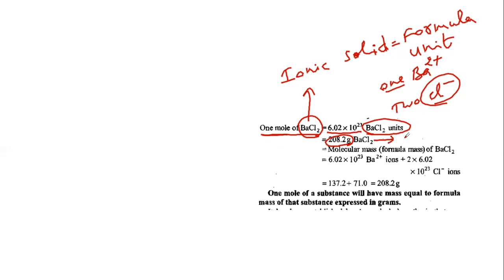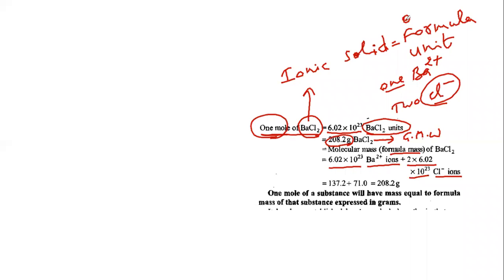What is here? GMW means gram molecular weight. So gram molecular weight of barium chloride, right? Now, molecular mass or formula mass, anyone we can say. Formula mass of barium chloride is equal to 6.023 into 10 power 23 barium plus 2 ions will be there in this, and double the Avogadro number of Cl minus. Suppose here 1 mole is equal to how many formula units? Avogadro number of formula units.